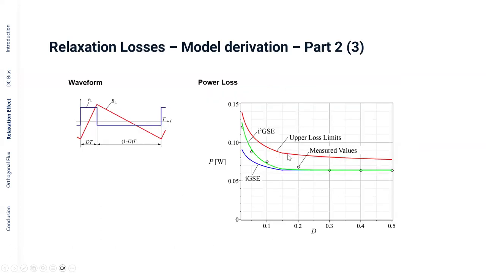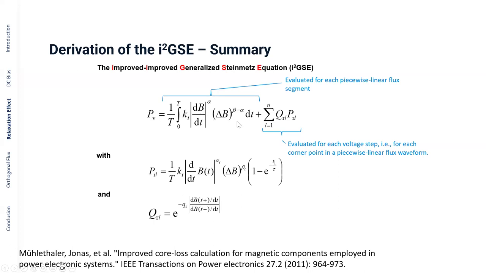Now, I know this might look a bit complicated. However, let me try to show you how one could use this kind of equation. Basically, the improved generalized Steinmetz equation, still the same equation as at the beginning, is evaluated for each piecewise linear flux segment, and it suits that very well. However, it ignores the effect of relaxation, and this effect always happens when you have a voltage step, because when you suddenly change the piecewise linear flux segment's direction, you have certain effects and they are ignored. So for this, we add a new term, which you use for each voltage step. You evaluate this term. This part here analyzes how big the effect is, and this is basically for how long you have to consider it.